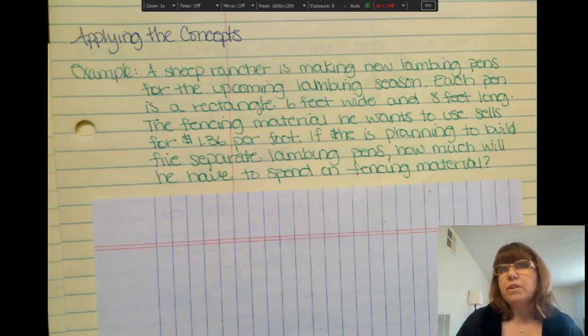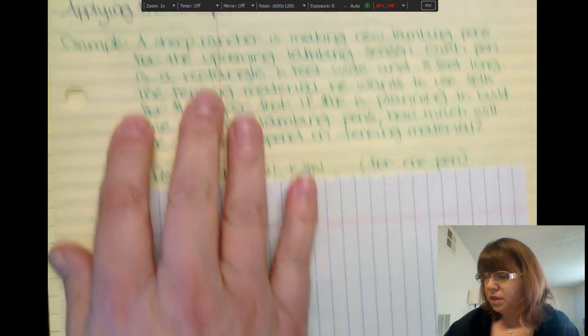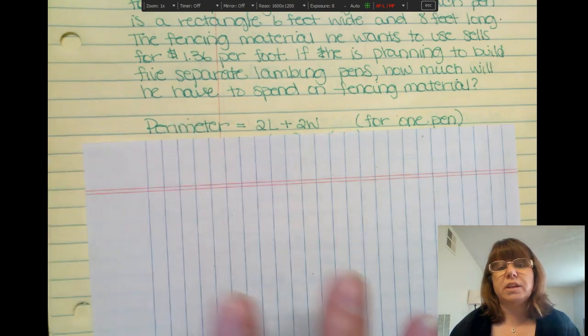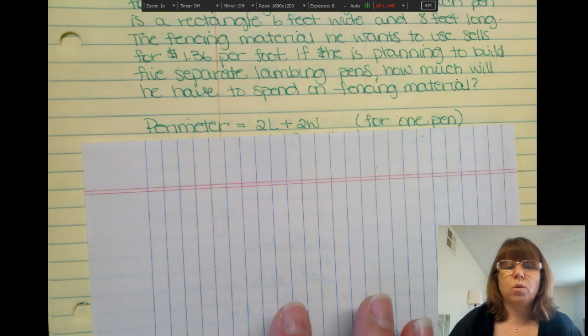So we can figure out how much it's going to cost for one pen, and then multiply it by 5, or we can figure out how much fencing material is needed in all, and then multiply it by how much it costs per foot. What I'm going to do is figure out what it's going to be per pen, and then figure out how much it's going to be in total.